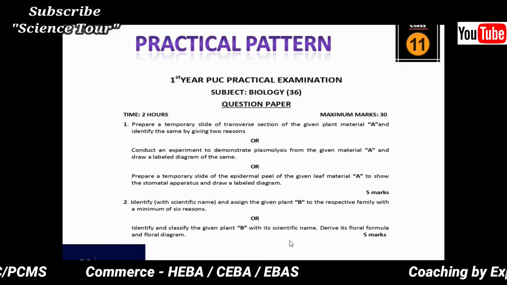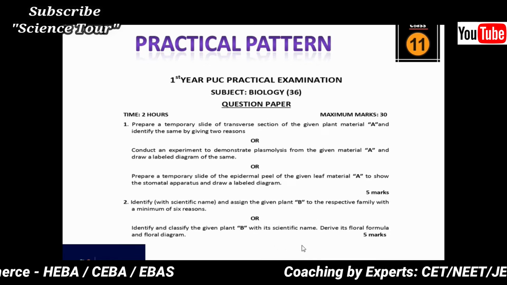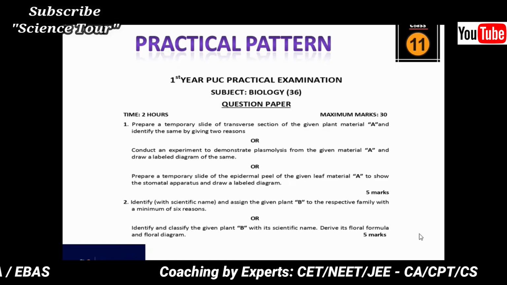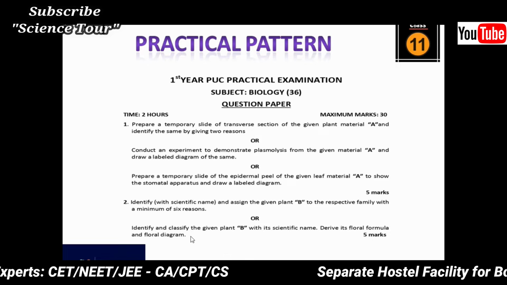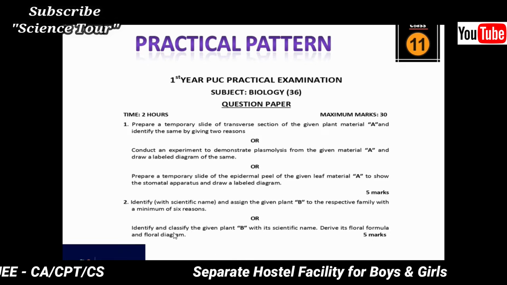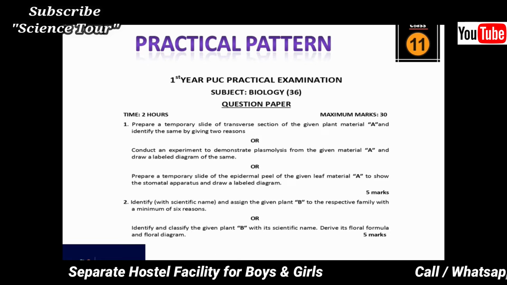To write the scientific name you have 1 mark. Derive its floral formula and floral diagram. To write the floral formula, once again 1 mark. To write the floral diagram, 2 marks. So total 1 plus 1 plus 1 plus 2, total 5 marks.